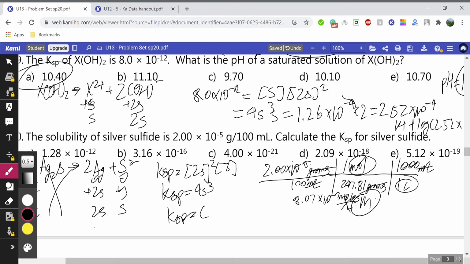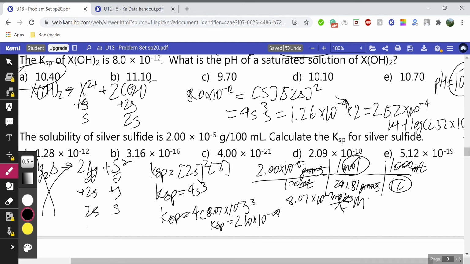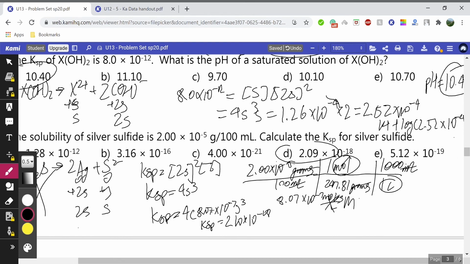Now we have molar, we can plug into S, which is our concentration. So our Ksp will be equal to 4S cubed, and S will be 8.07 times 10 to the negative 7th power. So 4 times 8.07 e to the negative 7th power cubed will give you a Ksp of 2.10 times 10 to the negative 18th. 2.10 times 10 to the negative 18th is the closest to answer choice D.